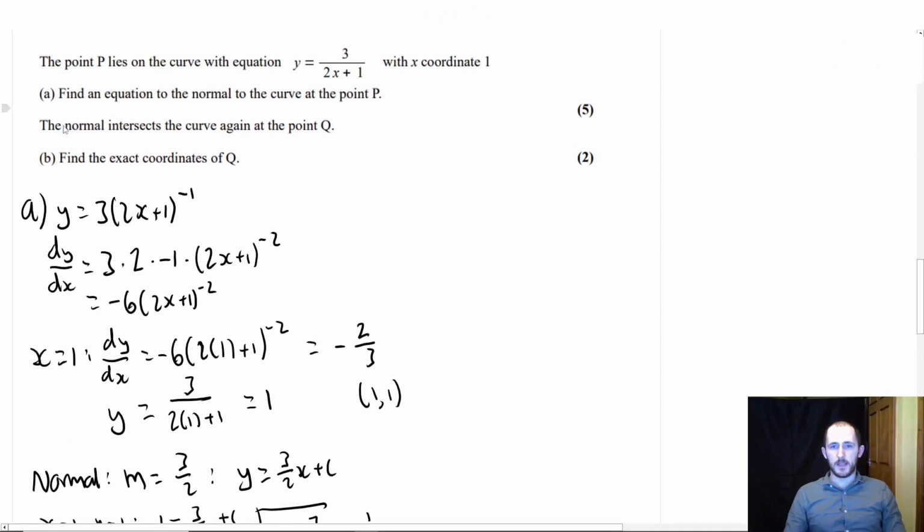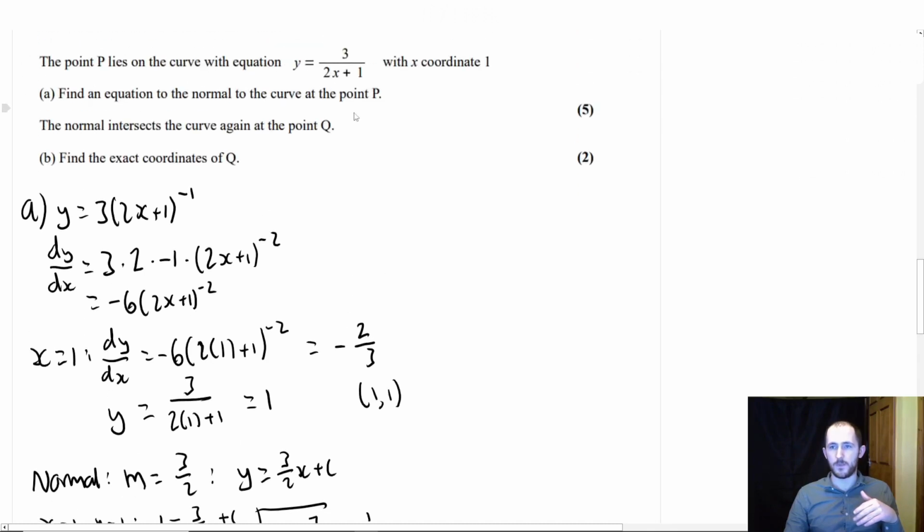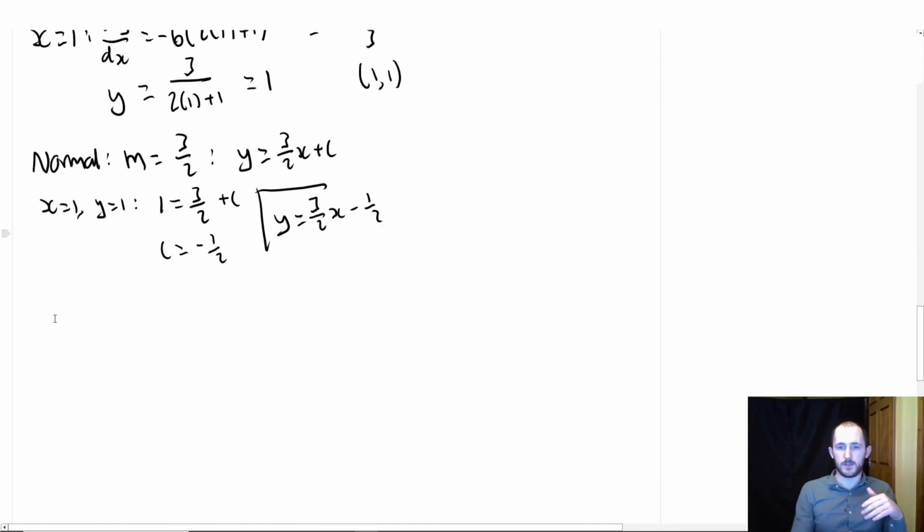It now says the normal intersects the curve again at point Q. Find the exact coordinates. The only way to do this, and hopefully you know this from the previous videos on coordinate geometry, if not, you should go back and check those out, is to equate this equation of a line with this equation of a curve. So let's do it. I'm going to write out the equation of the line first.